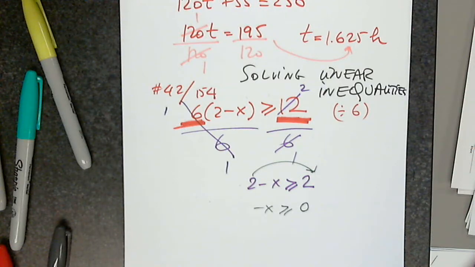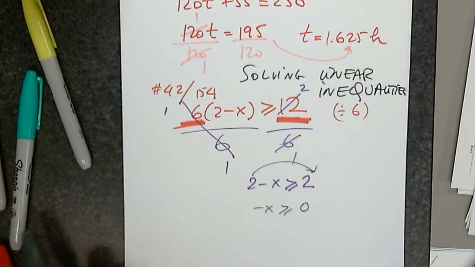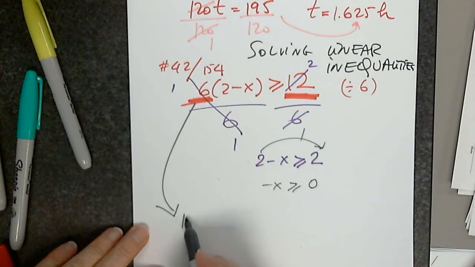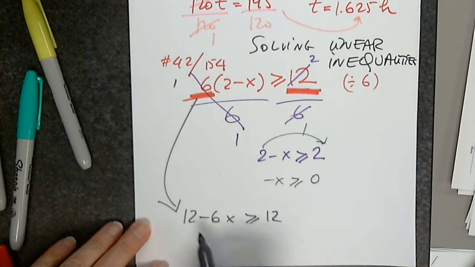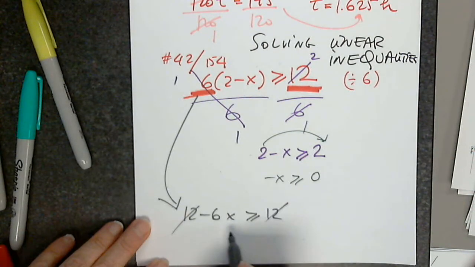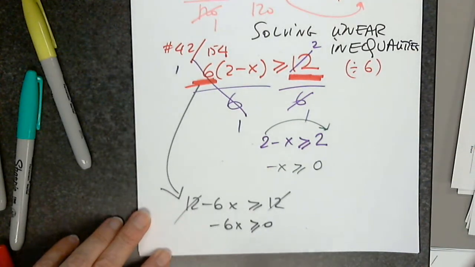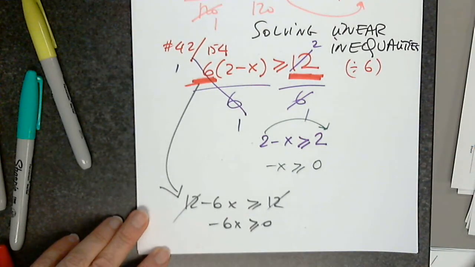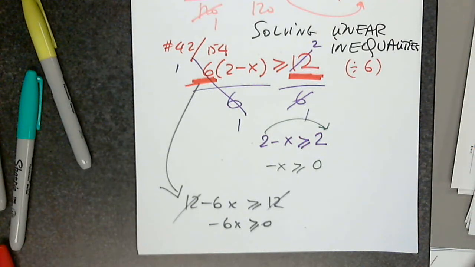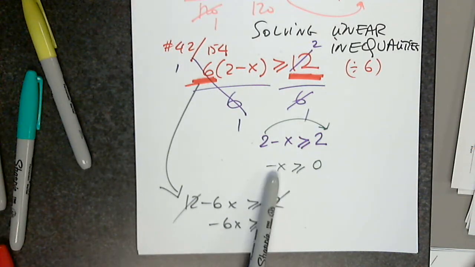I have a question. Sure. Why didn't you distribute the property? You mean 6? Okay, let's distribute. So if I distribute, I have 12 minus 6x greater than or equal to 12. I subtract 12 from both sides. I have negative 6x greater than or equal to 0. Same thing. As I said, if you'd like to distribute, distribute. Now, what is the coefficient of x?